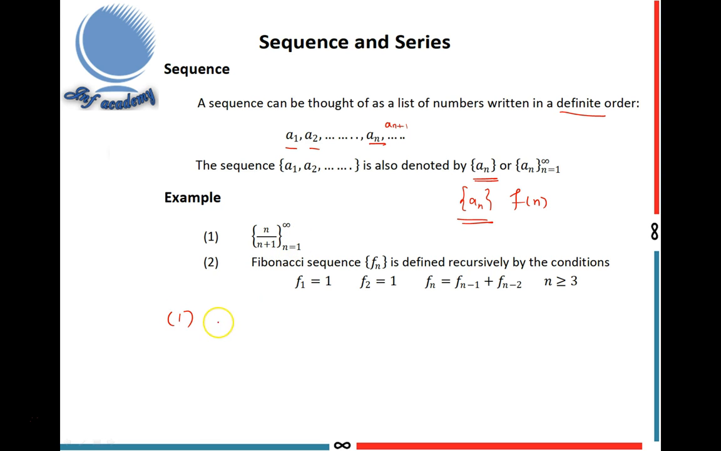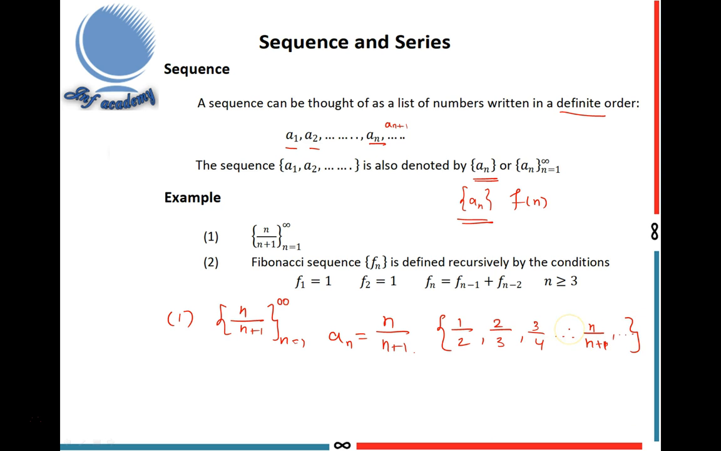In the first example, the set of all n/(n+1), n equal to 1 to infinity. First I write {n/(n+1)}, n equal to 1 to infinity. This is the preceding notation. Next, the defining formula: an equals n/(n+1). The last method is to write out the terms. For the first term, substitute n equal to 1: I get a1, that is 1/2. For the second term, substitute n equal to 2: I get a2, that is 2/3, then 3/4, and so on. The nth term is n/(n+1). This is an infinite sequence.